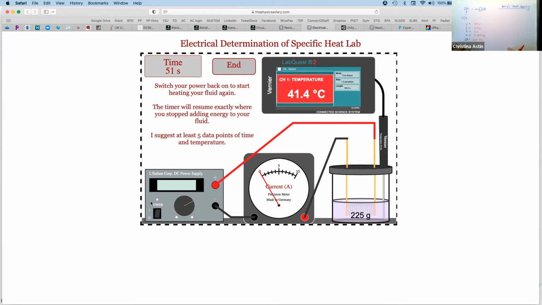Okay, let's do some number crunching. So rearranging our equation here, we've got C, specific heat capacity we're trying to find, is equal to VIT, that's the energy we put into it from the electrical heater, divided by the mass and the temperature rise.